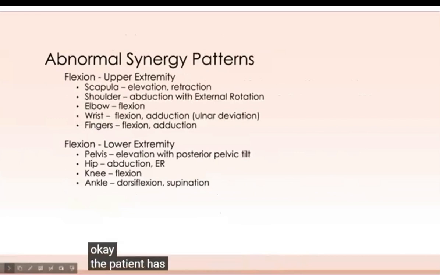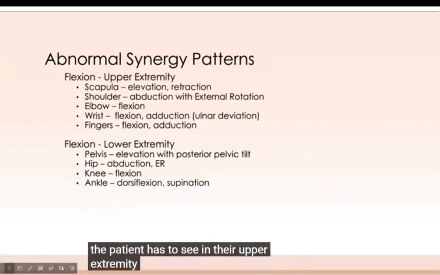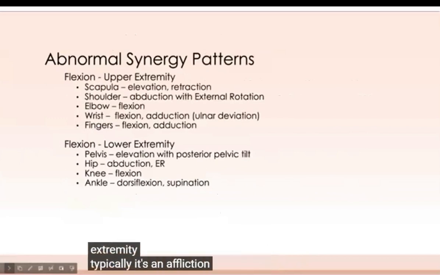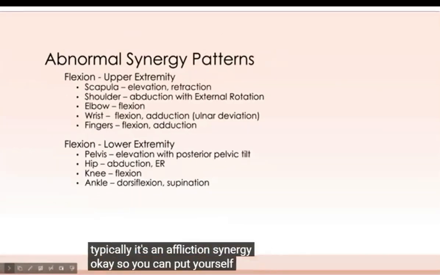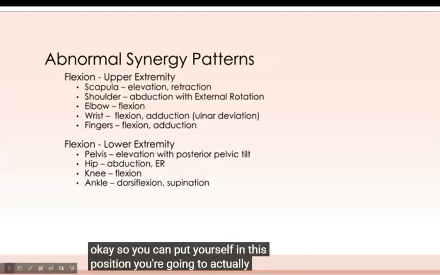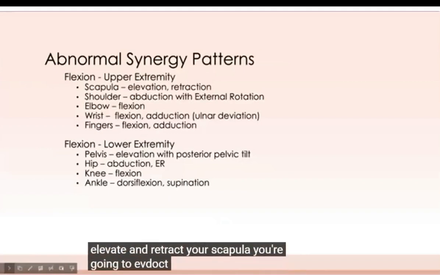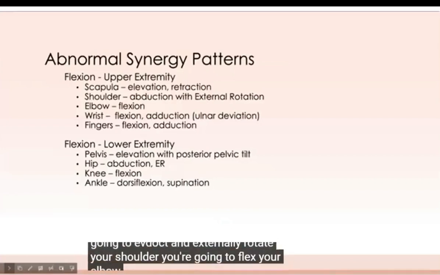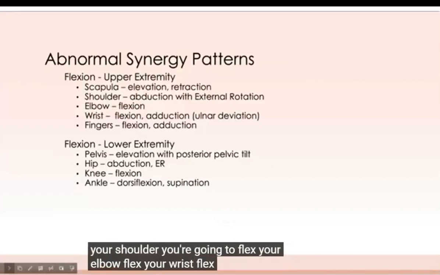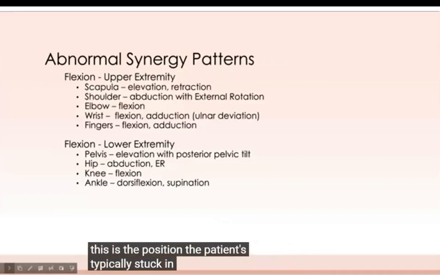Okay, the patient has spasticity in their upper extremity. Typically, it's in a flexion synergy. Okay, so you can put yourself in this position. You're going to elevate and retract your scapula. You're going to abduct and externally rotate your shoulder. You're going to flex your elbow, flex your wrist, flex your fingers. This is the position the patient's typically stuck in.